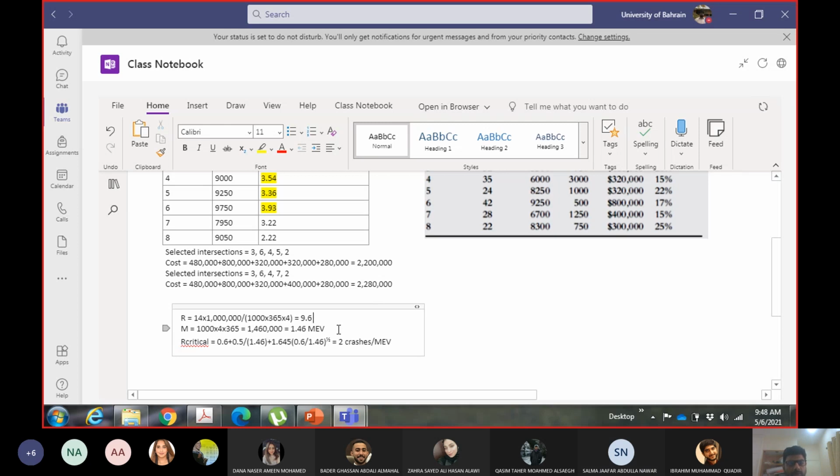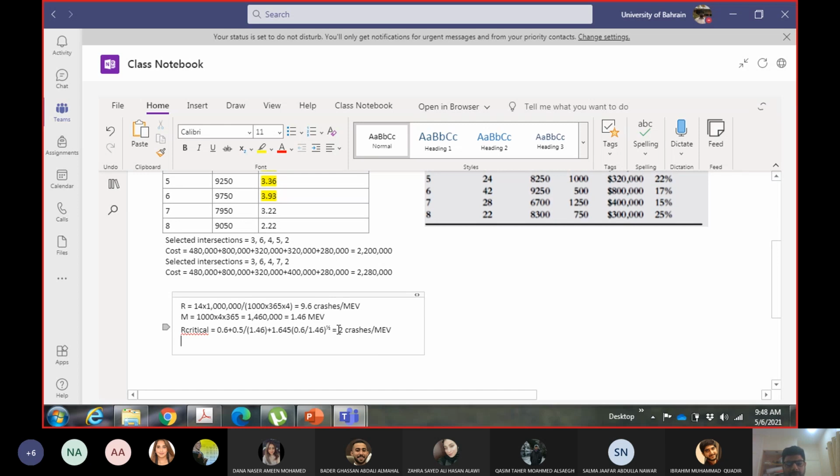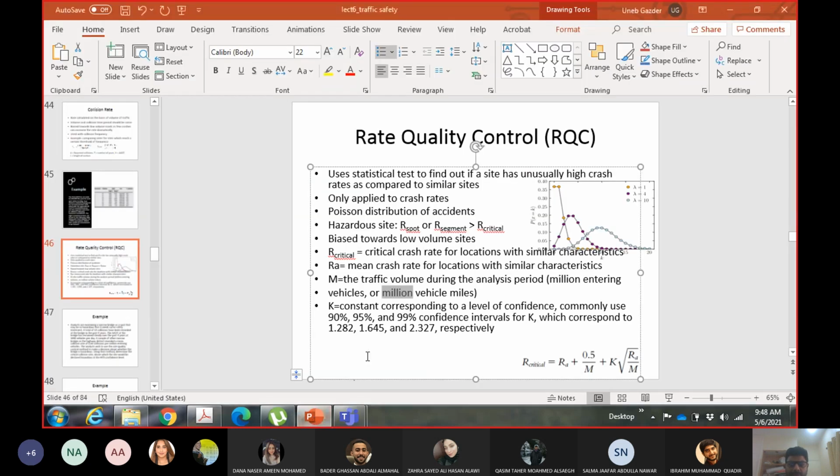So this is also crashes. So this bridge is a hazardous location, right? It has more than the critical value, so it is a hazardous location. Okay, no problem.